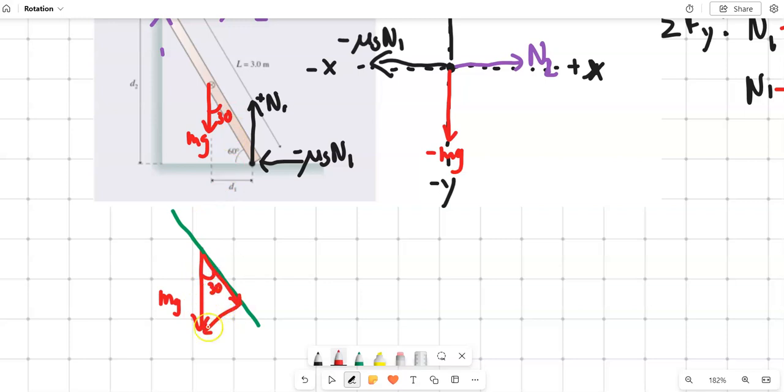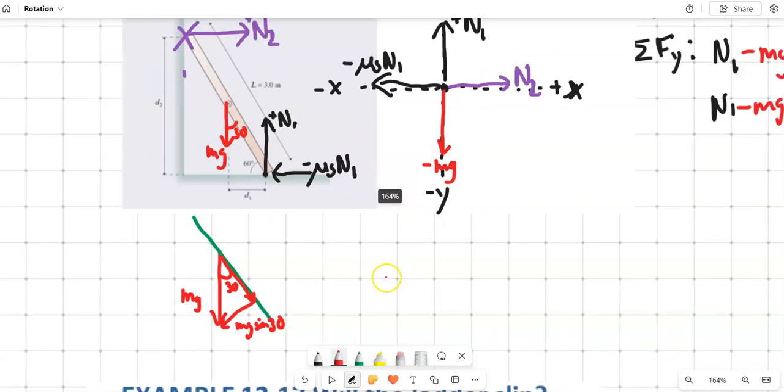That means the only component of this force that contributes to the torque is going to be mg sine of 30 degrees, right? Just this component is the angle. Got it so far?